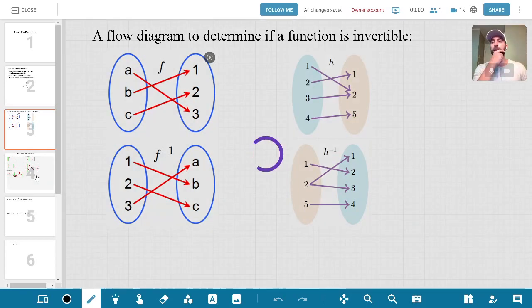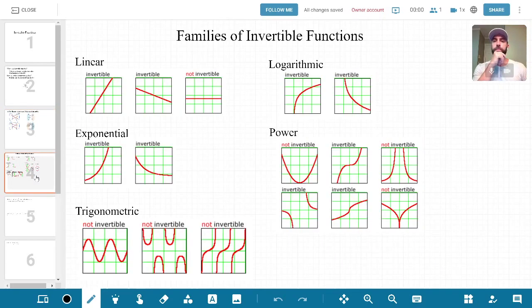Alright, let's take a look at families of invertible functions. We have linear, which is just lines. There's only one case that's not invertible, and that would be a horizontal line, because all the y values are the same. There's logarithmic functions, and those are invertible.